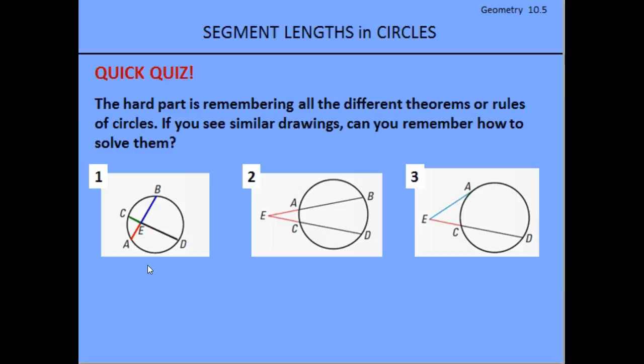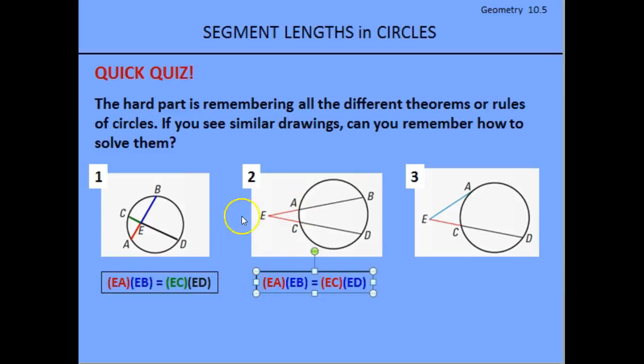Number one, if they cross inside, what do you multiply? AE times EB equals EC times ED. You have to remember that in this case, it's not times the whole, it's just each partial segment. That's inside, when it's internal. When it's external, then it changes a little bit. That's when we do the partial times the whole, and we end up with EA times EB equals EC times ED.